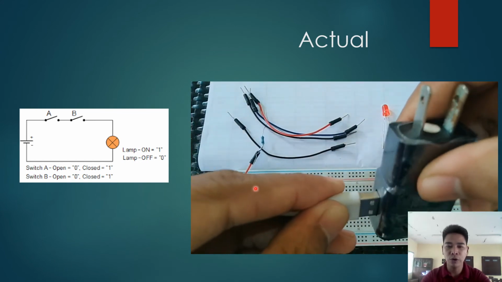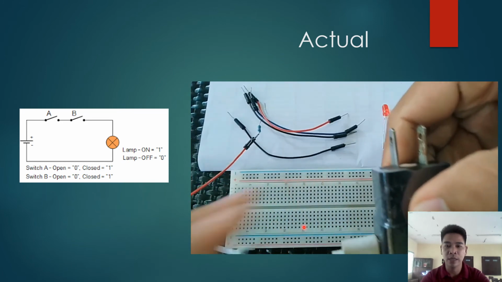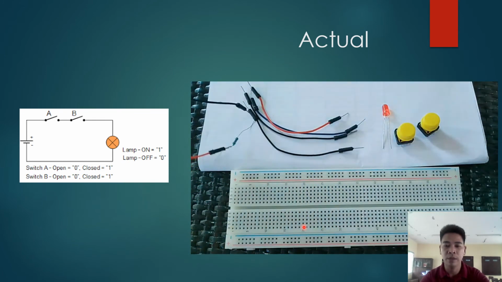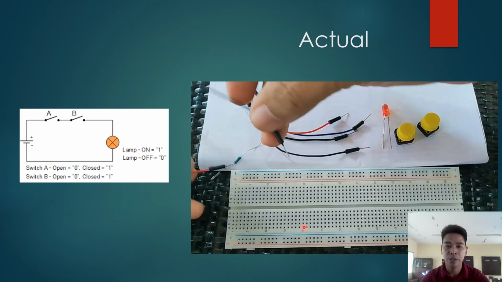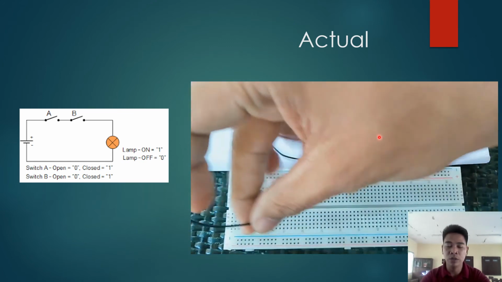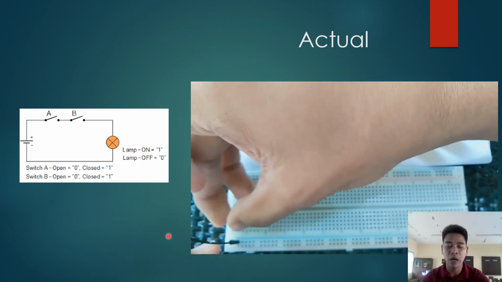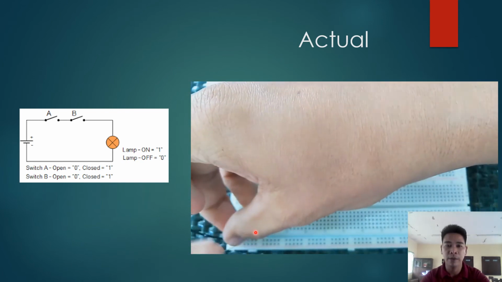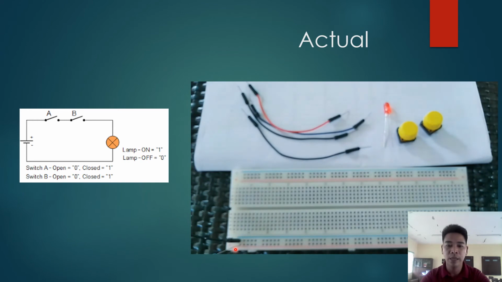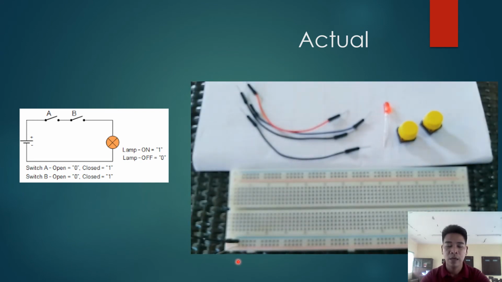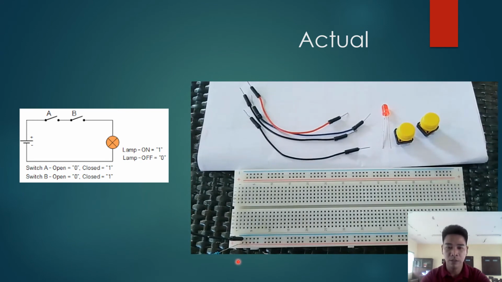So the purpose of the resistor is to lessen the actual voltage produced by the charger. Our LED is only capable of using 3 volts, and our charger is producing 5 volts. So the purpose of the resistor is to lessen the voltage.